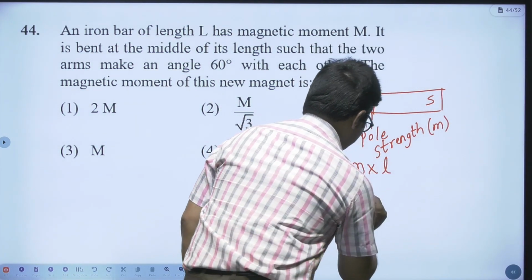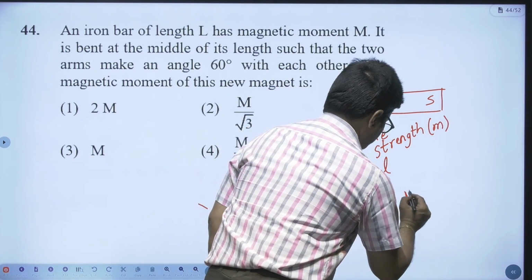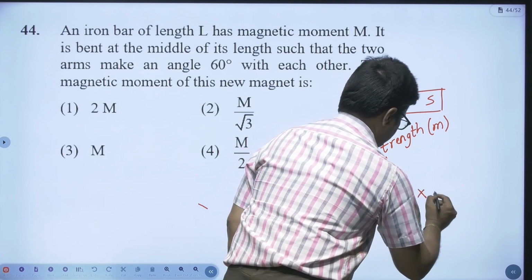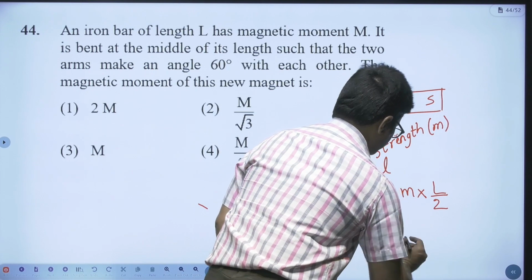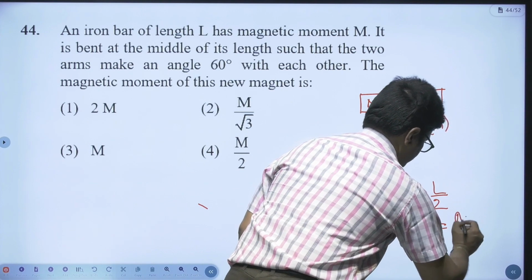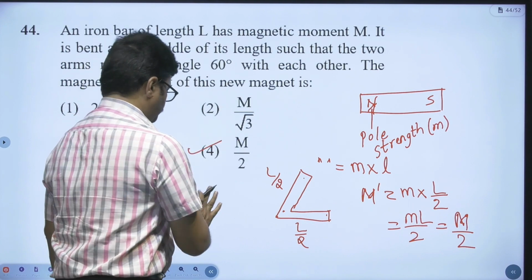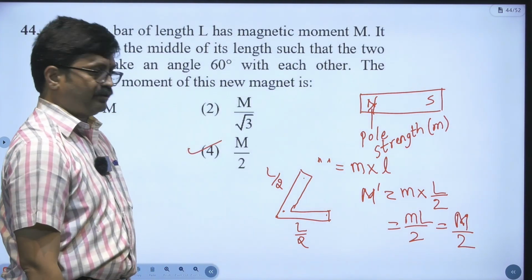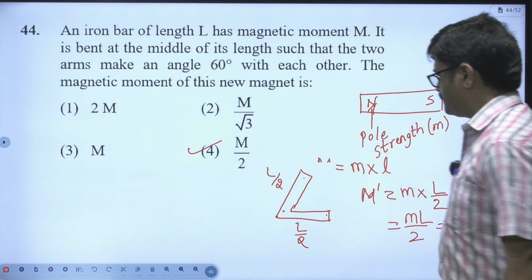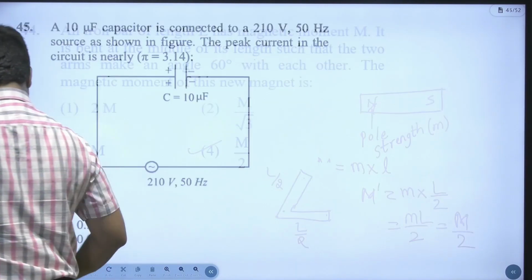So hence we will simply consider it to be what? Magnetic dipole moment M dash is equal to what? M into L by 2. So this happens to be M L by 2, which implies M by 2. So it is half of the previous value. Okay, so this is the answer. So option 4 is our right choice here. Just take a look at the solution. Now let's go ahead with the next question quickly.